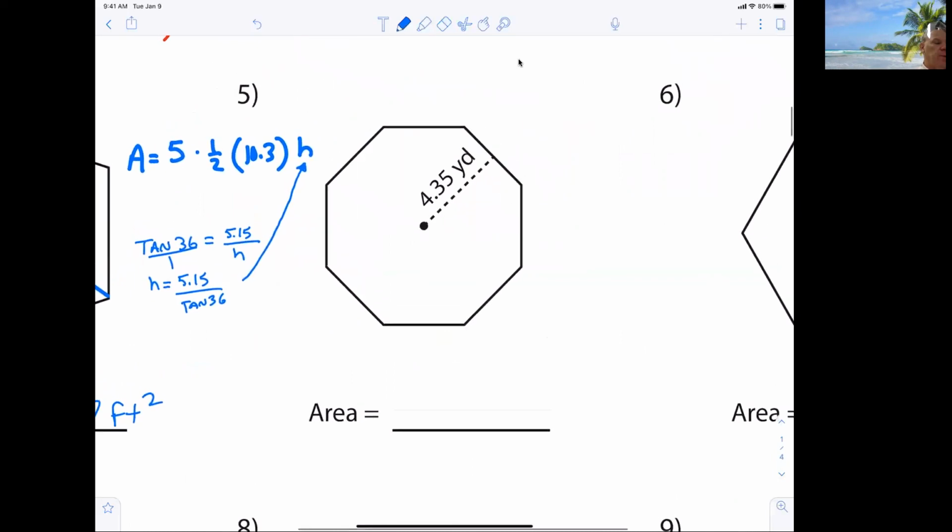Let's check out number 5, please. Now again, they give us the what this time? They give us the height. So I need someone to tell me, how many sides is that? 8. So I have area equals 8 times 1/2. My base is unknown, but my height is what? 4.35. Come on now, get in the game. All right, this is 4.35.